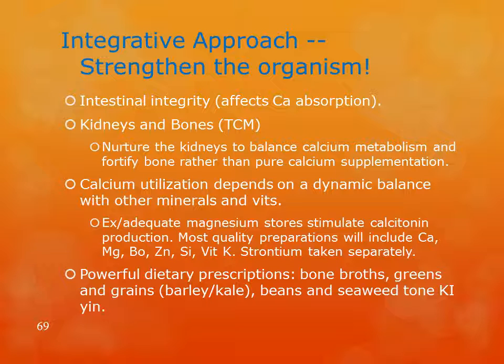In traditional Chinese medicine, we think about the relationship between the bones and the kidneys. They're very connected. So anything that nurtures the kidneys is going to help them do their very important function of balancing calcium metabolism. And then again, thinking about things like boron, magnesium, zinc, silicon, vitamin K, strontium. Actually, strontium is used kind of first line for osteoporosis in Europe. It is not yet approved in the States.